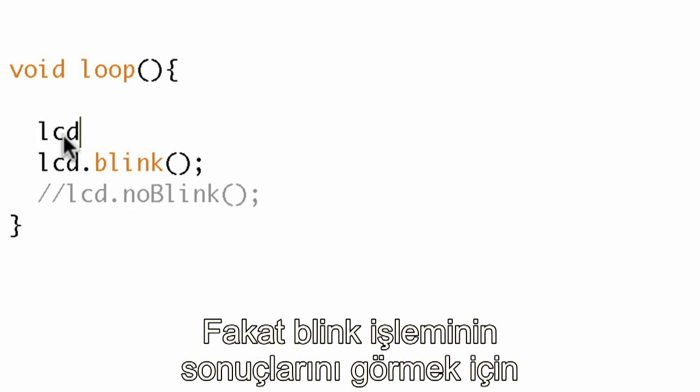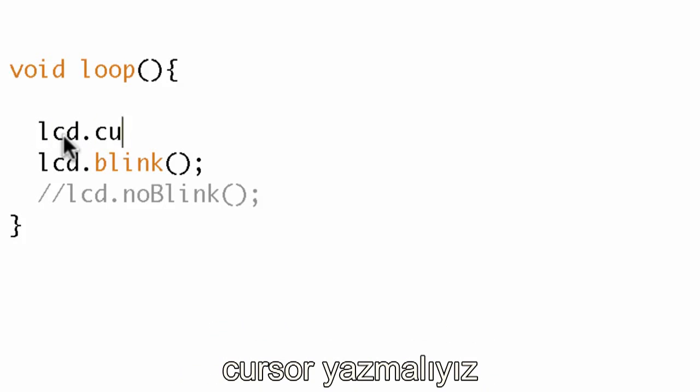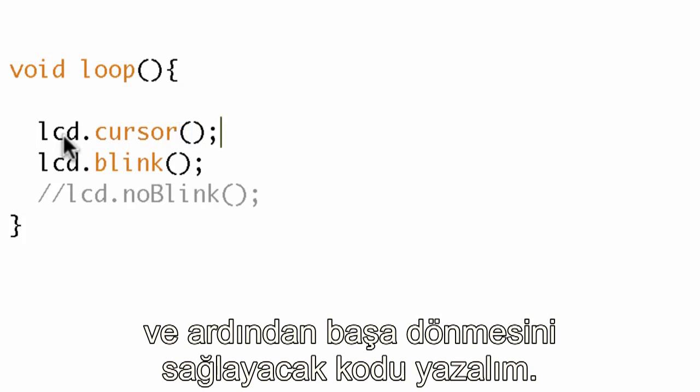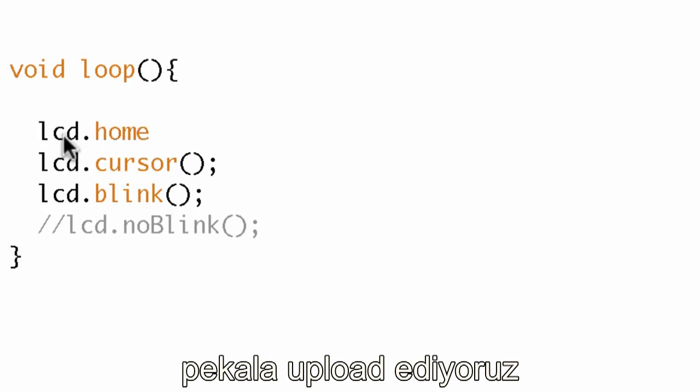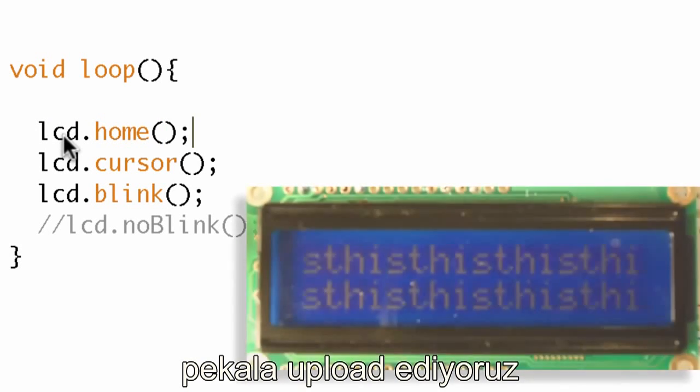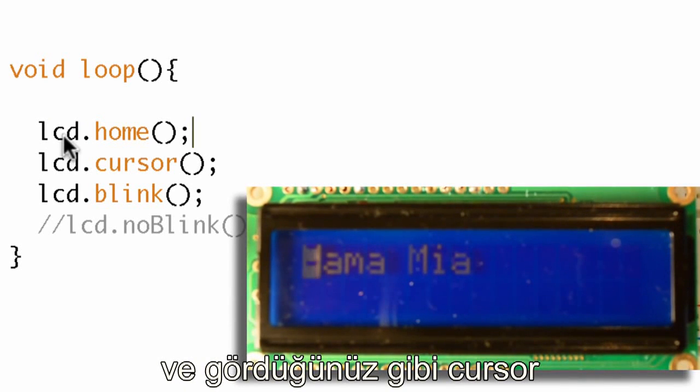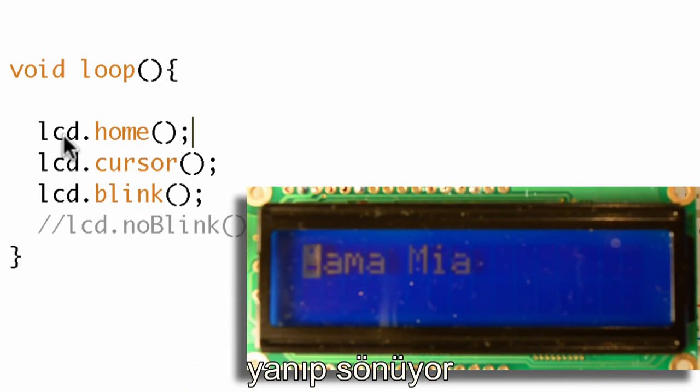But in order to see that blink, you have to have the cursor turned on. So again, this turns the cursor on. And let's have this go back to home too. So we'll say LCD home. All right, we'll upload this. All right, so you can see now that whole block is blinking on and off.